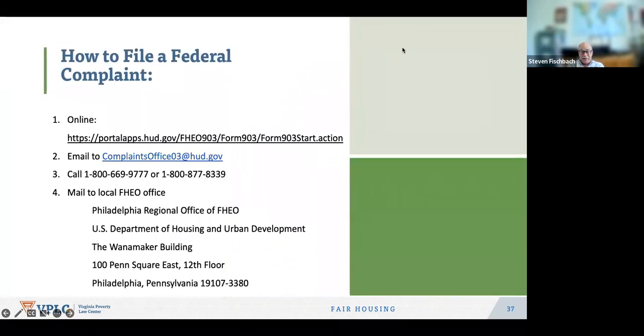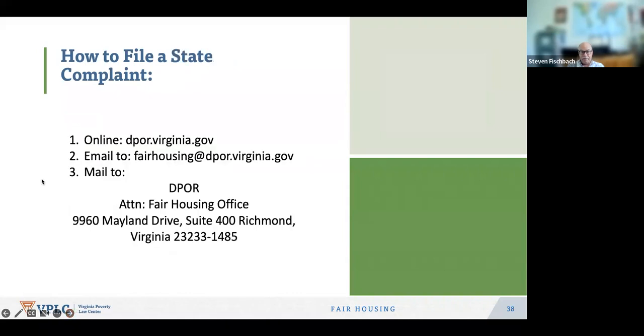So this is how you can file an administrative complaint. There's an online portal, and we provided the link for that. You can also email a complaint. That's again the email address to use. You could phone in a complaint, or you can mail one to the regional HUD office in Philadelphia. Next slide. And you can file state complaints online. There's the URL and the email address and the mailing address for DPOR.